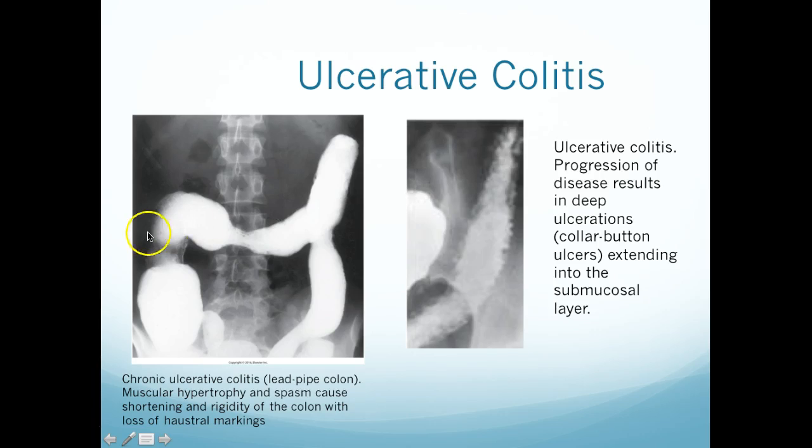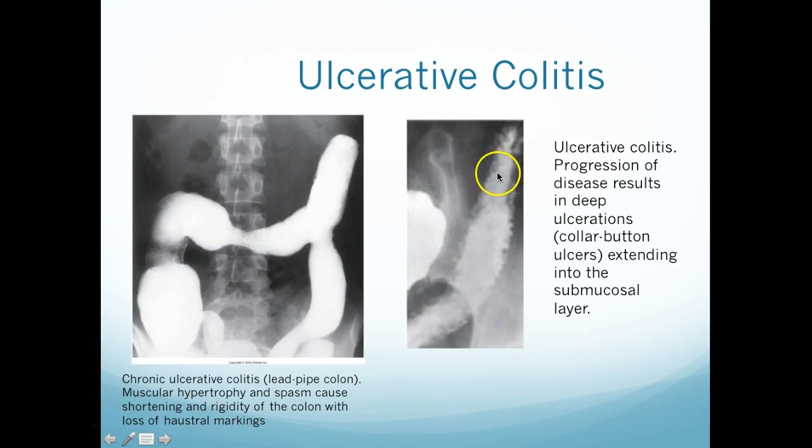So looking here, the lead pipe we talked about: see how there are no haustral markings, so there are no indentations. So this is our concern here. This is the lead pipe that we talked about. This is ulcerative colitis. This is a pretty bad case.